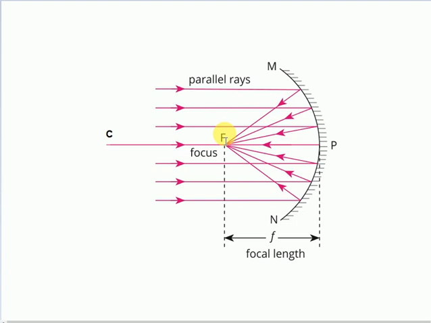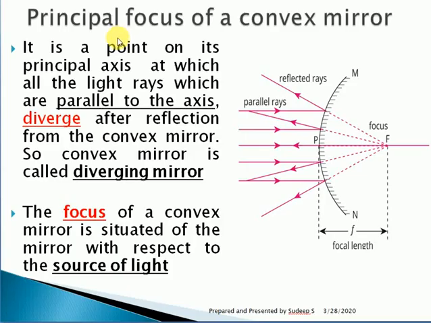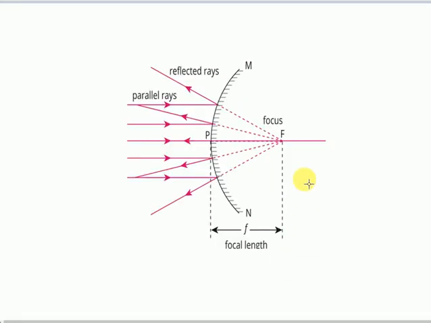The principal focus of a concave mirror is a point on its principal axis at which all the light rays which are parallel converge after reflection from the concave mirror. So a concave mirror is also called a converging mirror. Similarly, we can define the principal focus of a convex mirror.